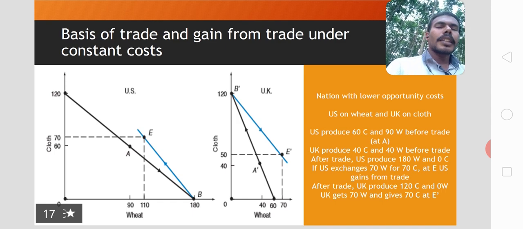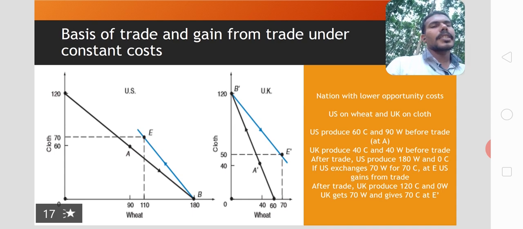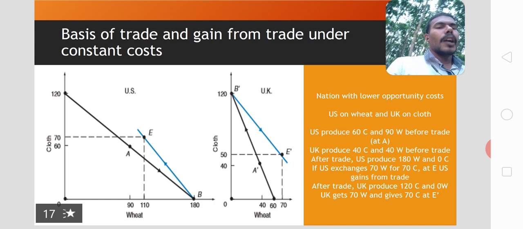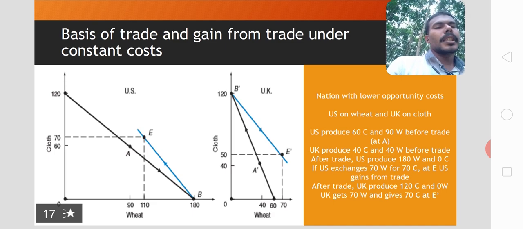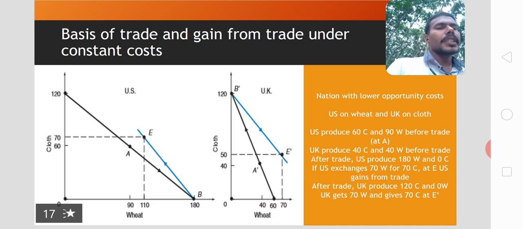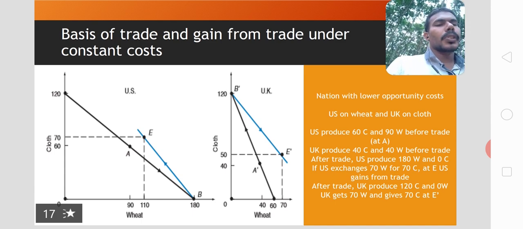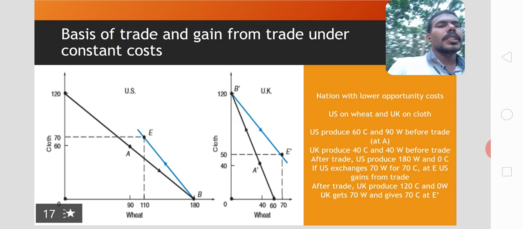So the consumption level of the United States on both wheat and cloth has increased. That means there is a net gain from international trade to the United States and also to the United Kingdom. Let's look at the United Kingdom's case as well. After international trade, 70 units of wheat are imported from the United States. Previously it was just 40, and they could increase the consumption level from 40 to 70. So 70 units of wheat are imported by the United Kingdom from the United States.